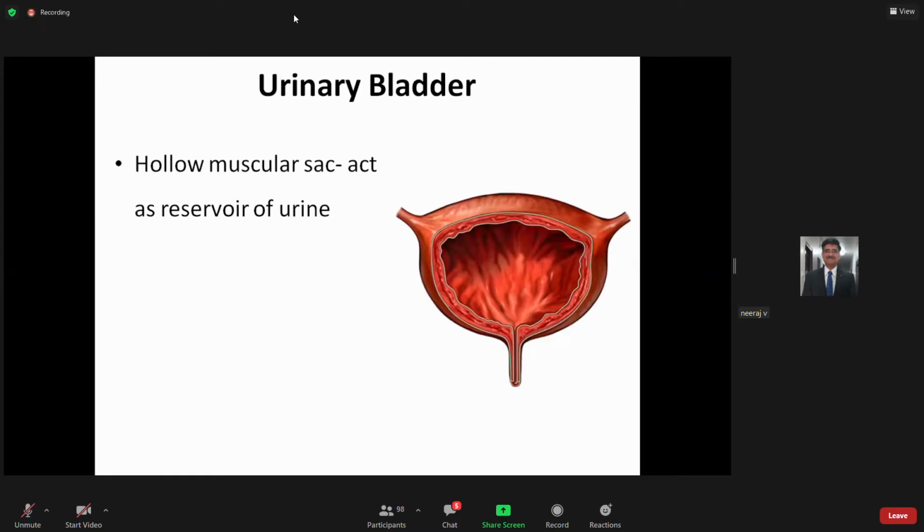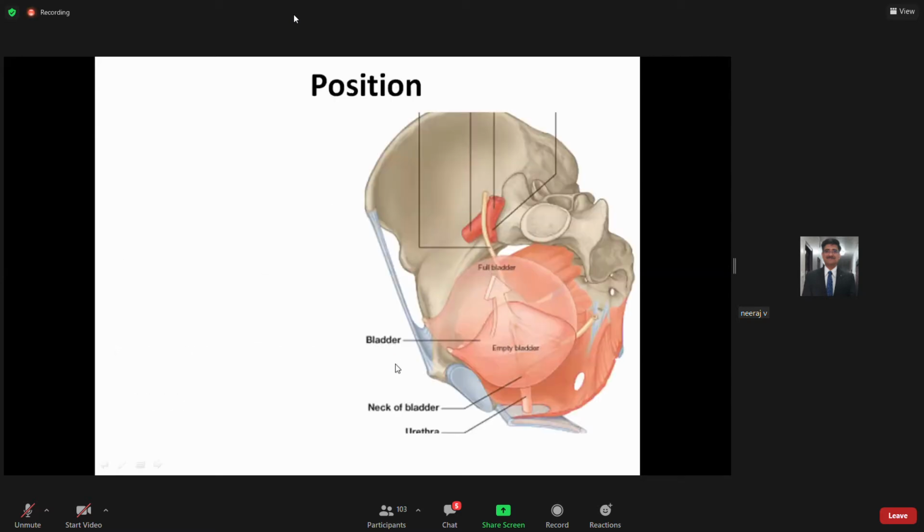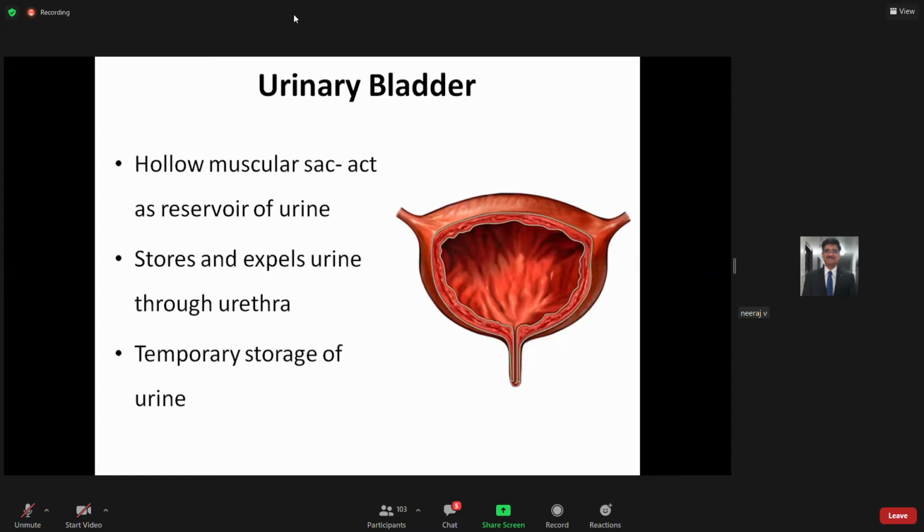And once that urine is formed, the ureter is basically bringing that urine into the bladder, and then this urine will be kept till maturation occurs in this hollow muscular sac, which is your urinary bladder. It stores and expels urine through the urethra, of course, and basically gives temporary storage to the urine.